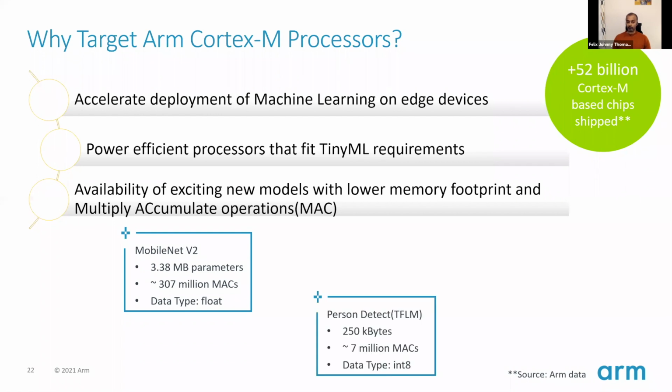But then enter the person detect model, which is based on MobileNet V2, and it uses int8 as the data type. Now, this would run in less than a second. And that is one of the improvements that makes this possible.